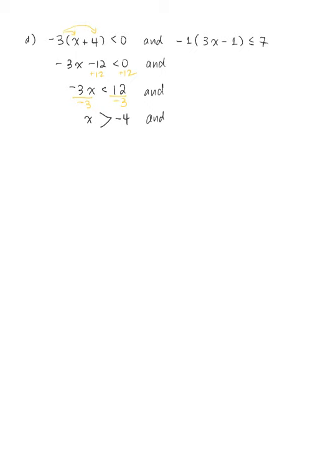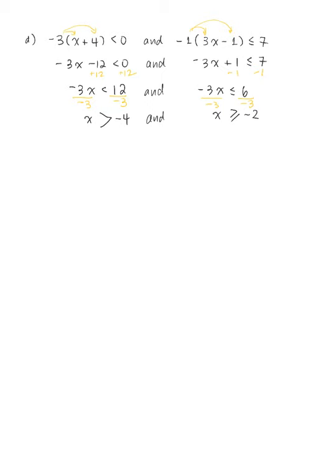All right, now let's work on the right hand side. Here we're gonna do the same thing. Distribute. Then we're gonna have -3x plus 1 is less than or equal to 7. Subtract 1 from both sides. Then you're gonna have -3x is less than or equal to 6. Now dividing by a negative, so swap the inequality sign. Then here you're gonna have x is greater than or equal to -2.